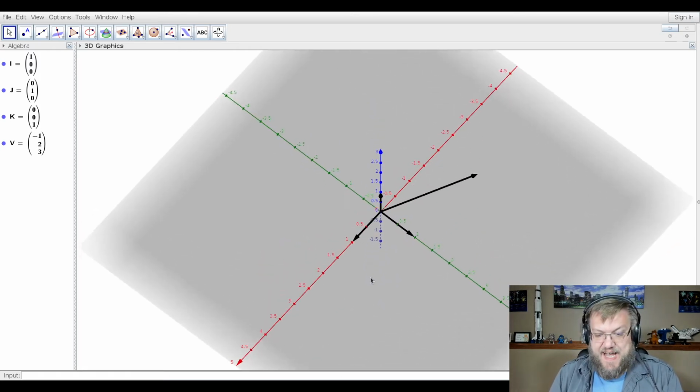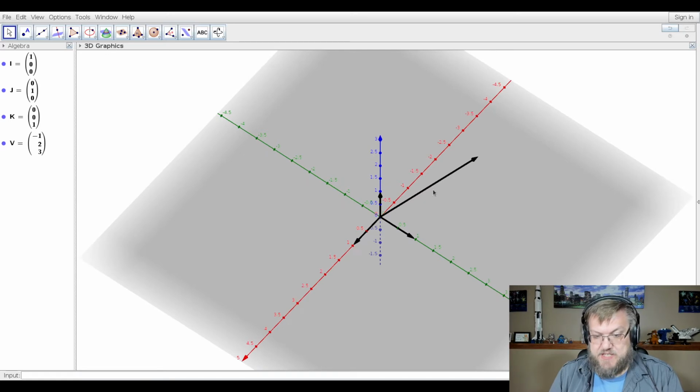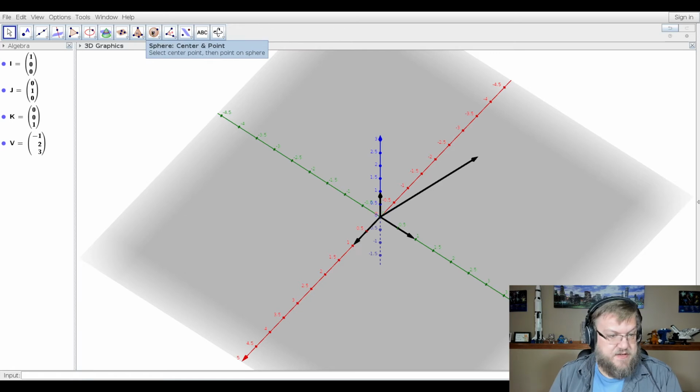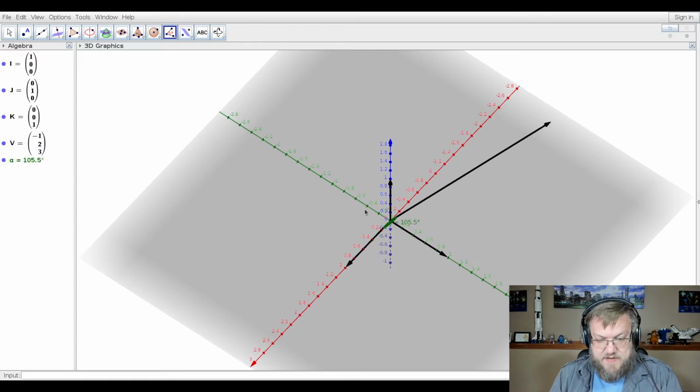Now, it's nice to know what angles this vector makes with our coordinate system. So it makes sense to ask, well, what is the angle between this vector v that we just graphed here and, let's say, I? And so GeoGebra can do that quite easily. All I have to do is go up here, and one of these is angle. See, that's angle right there. Click on that. And then I just have to click on v, angle between v and I. And it goes ahead and puts it there.